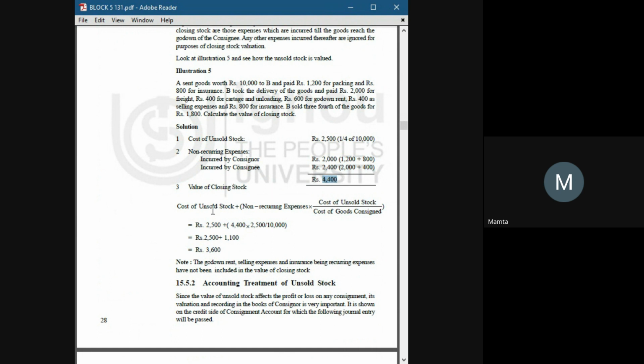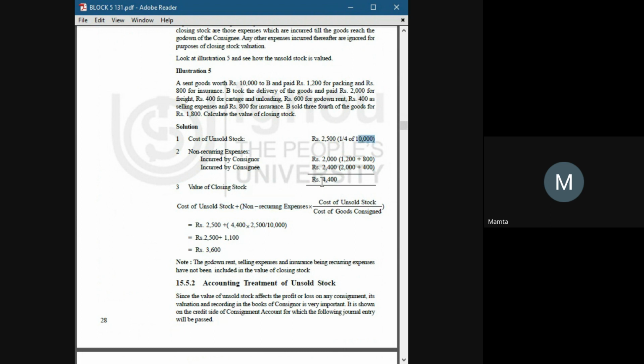The value of closing stock would be the cost of unsold stock plus non-recurring expenses into cost of unsold stock over cost of goods consigned, meaning 2,500 by 10,000 into 4,400. Or you can just do one simple thing. See, this is one-fourth of 10,000. These were all the goods.